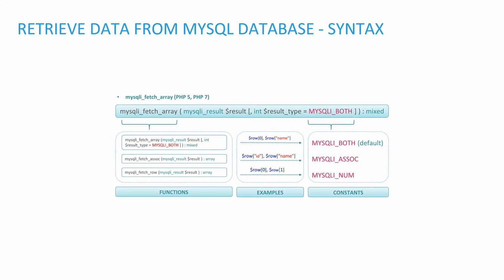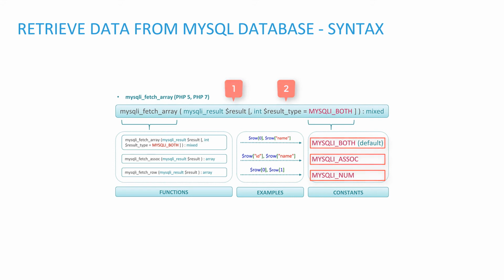The mysqli_fetch_array function takes 2 parameters: the result that comes from mysqli_query, and the result type. The result type is an optional parameter used for indicating what type of array should be produced from the current row data. The possible values for this parameter are the constants MYSQLI_ASSOC, MYSQLI_NUM, or MYSQLI_BOTH.